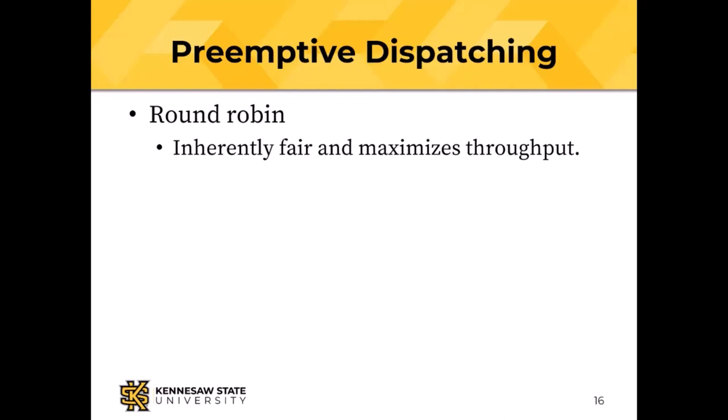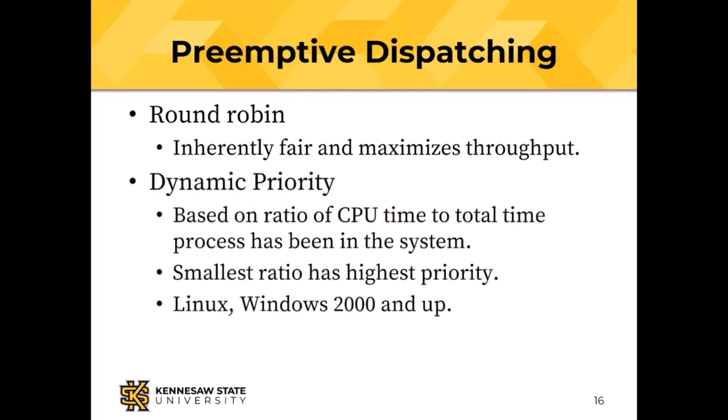Round robin means do this one, then the next one, and come back to the first one. That is inherently fair. Every process gets an equal chance. Dynamic priority is actually an improvement. We take the ratio of CPU time to total time. So how long has this process been running and how much CPU time has it used? The smallest ratio, the one that's using the littlest amount of CPU time, has the highest priority because we can guess that as soon as it gets the CPU, it's going to do something like request an IO operation and it'll be back to the wait state.